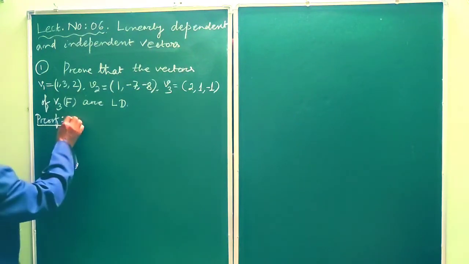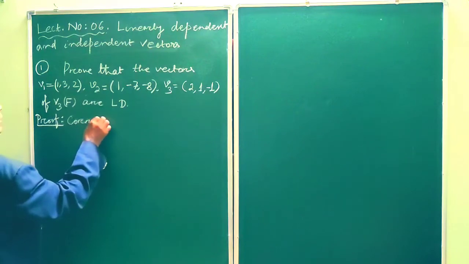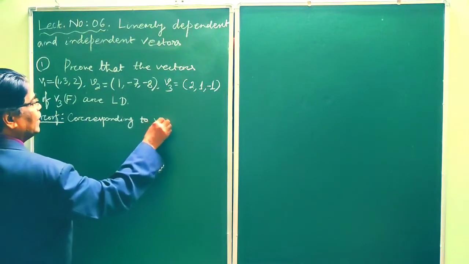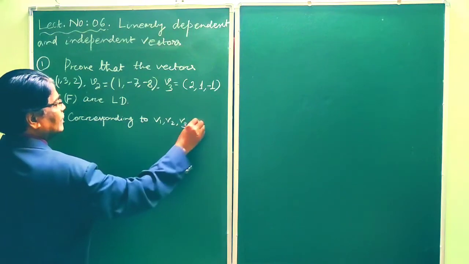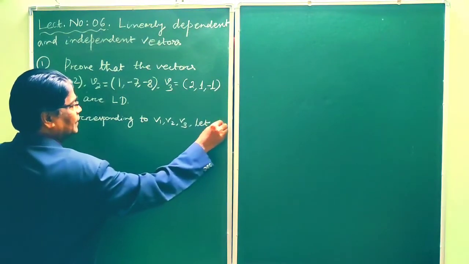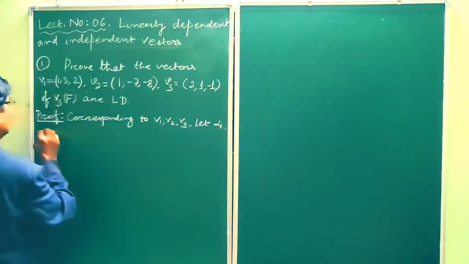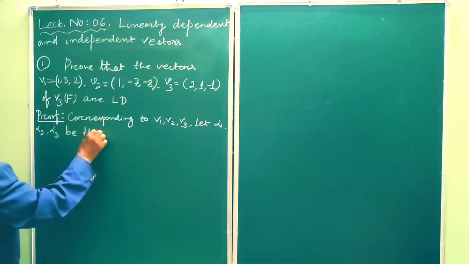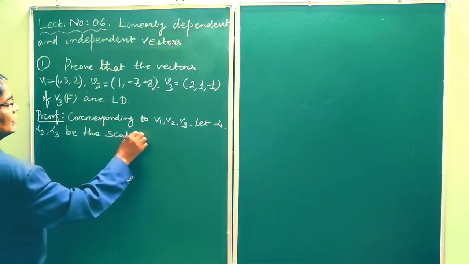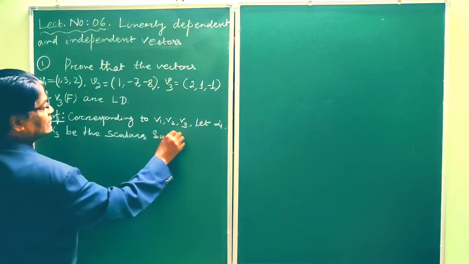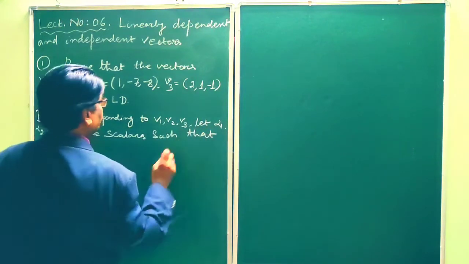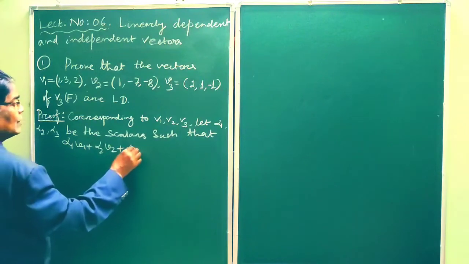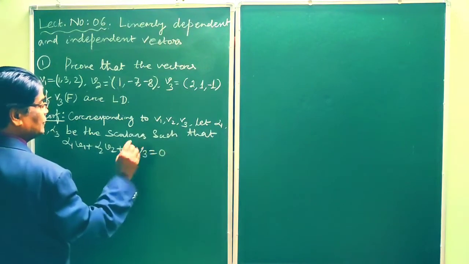Now solution. Corresponding to v1, v2, v3, let alpha 1, alpha 2, alpha 3 be the scalars such that alpha 1 v1 plus alpha 2 v2 plus alpha 3 v3 is equal to 0.